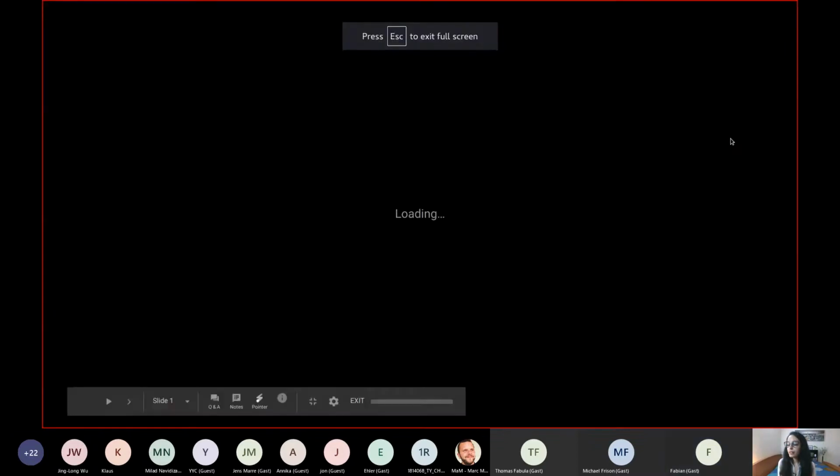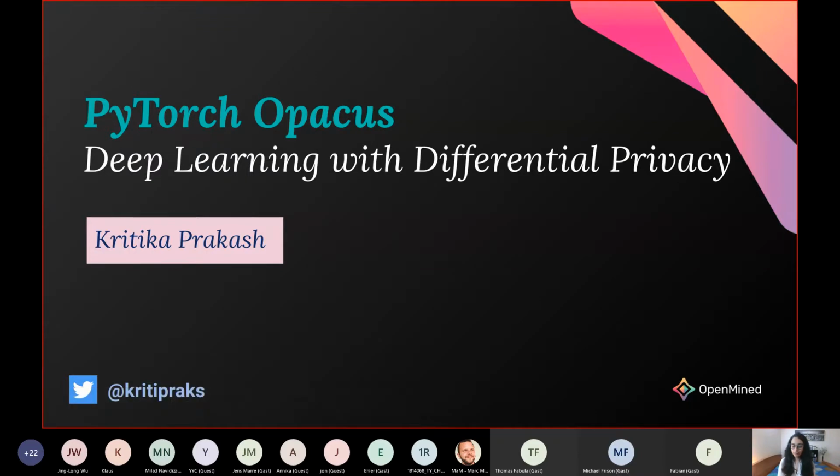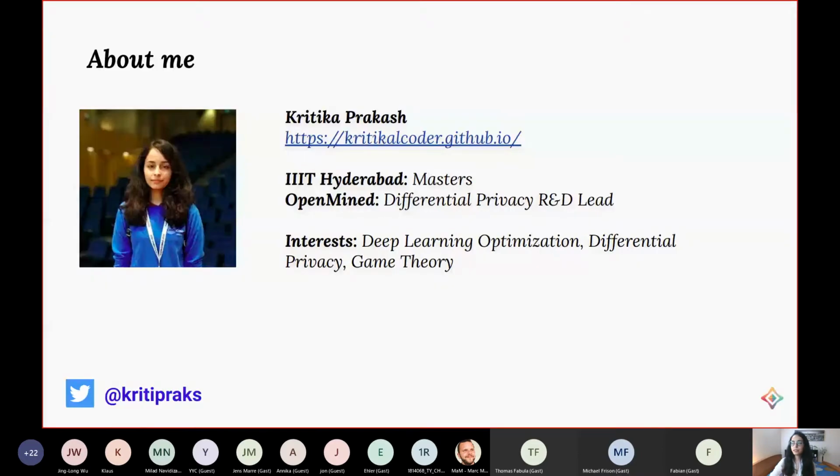All right. So today's talk is on PyTorch Opacus, which is a library that gives us the ability to make deep learning differentially private. And I'm going to start by telling you all a little bit about myself. I'm a master's student at the Machine Learning Lab in IIIT Hyderabad, which is in India. And I am a part of an open source organization called OpenMind, where I lead the efforts in differential privacy research and development. Generally, my work is around deep learning and differential privacy and game theory.